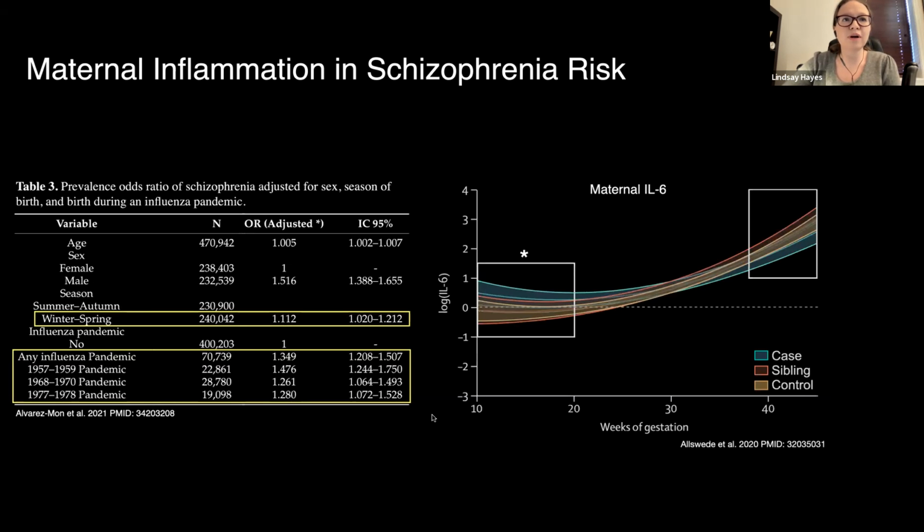Finally, a more direct measure of maternal cytokines, such as IL-6, was found to be elevated in the first half of pregnancy of schizophrenia patients compared to unaffected siblings or control births. And so these findings have been replicated with a number of different types of infections and several different types of patient cohorts. And so this is a really robust association between maternal inflammation and risk for neuropsychiatric disorders.